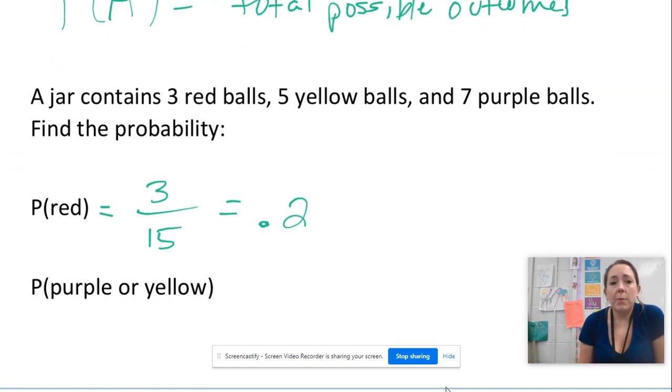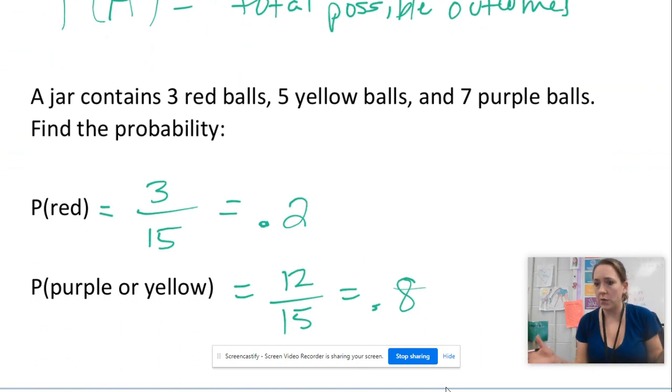The probability of getting purple or yellow: there happen to be 12 balls that are purple or yellow, and 15 total. You just do 12 divided by 15. You get 0.8. One of the reasons why this is important and why I did it this way is because these two are complements of each other.